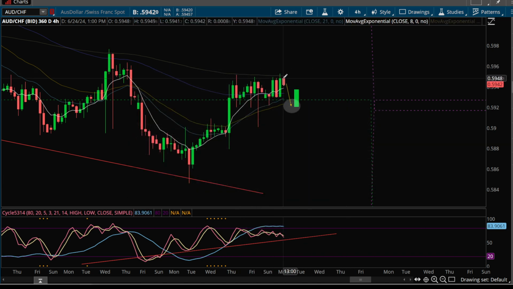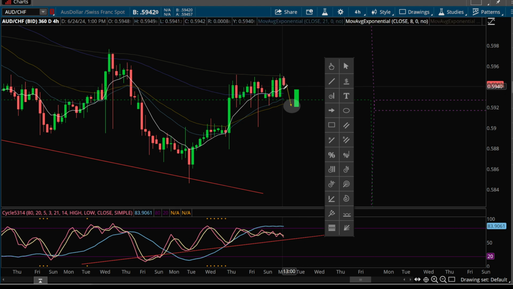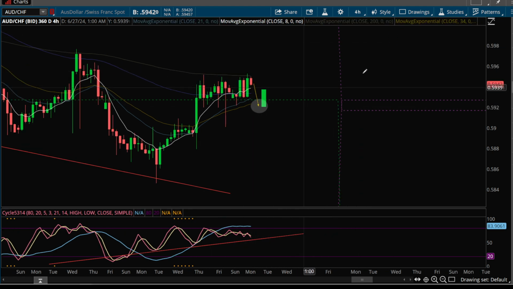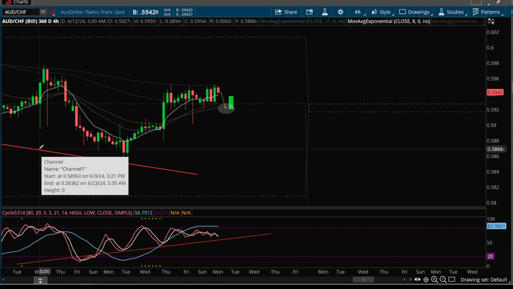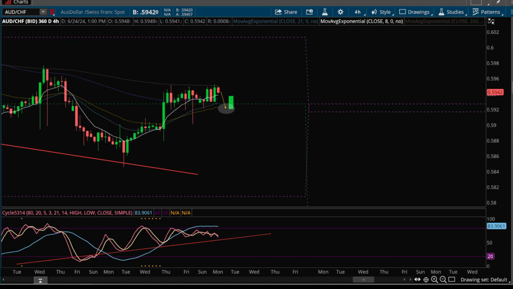You got a double top off your 4-hour 200. If we come down to our 4-hour 34, now that's going to get taken out, and probably cause a short squeeze on up. So, Aussie Swiss, you want buy setups all the way.